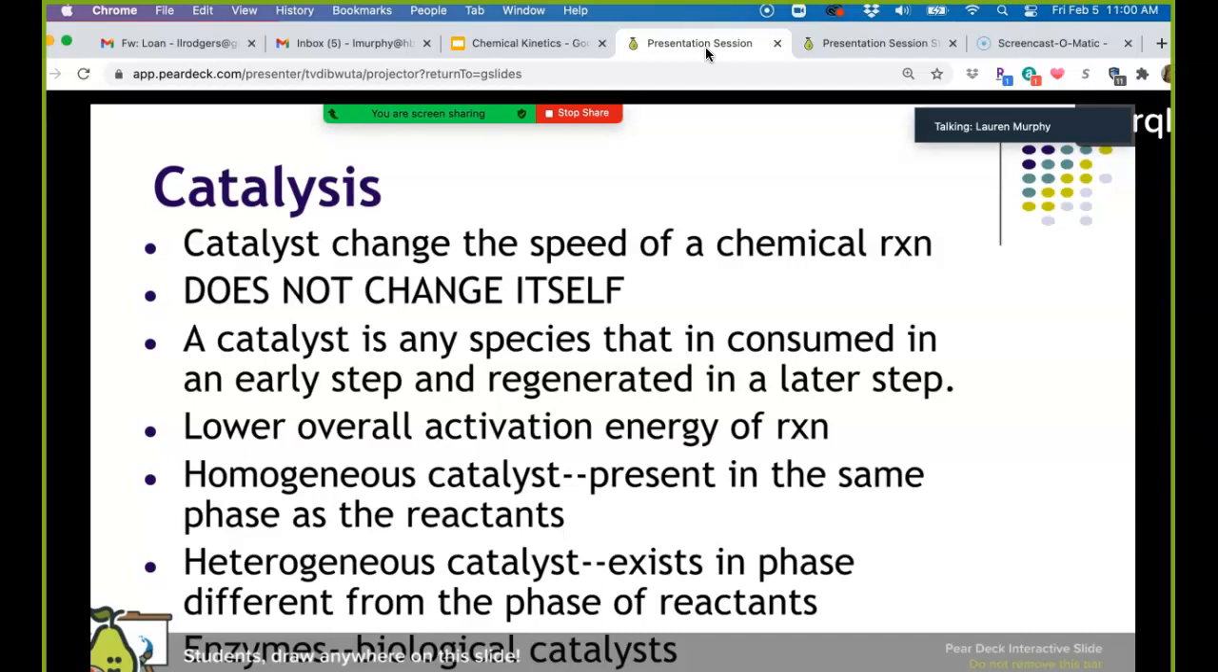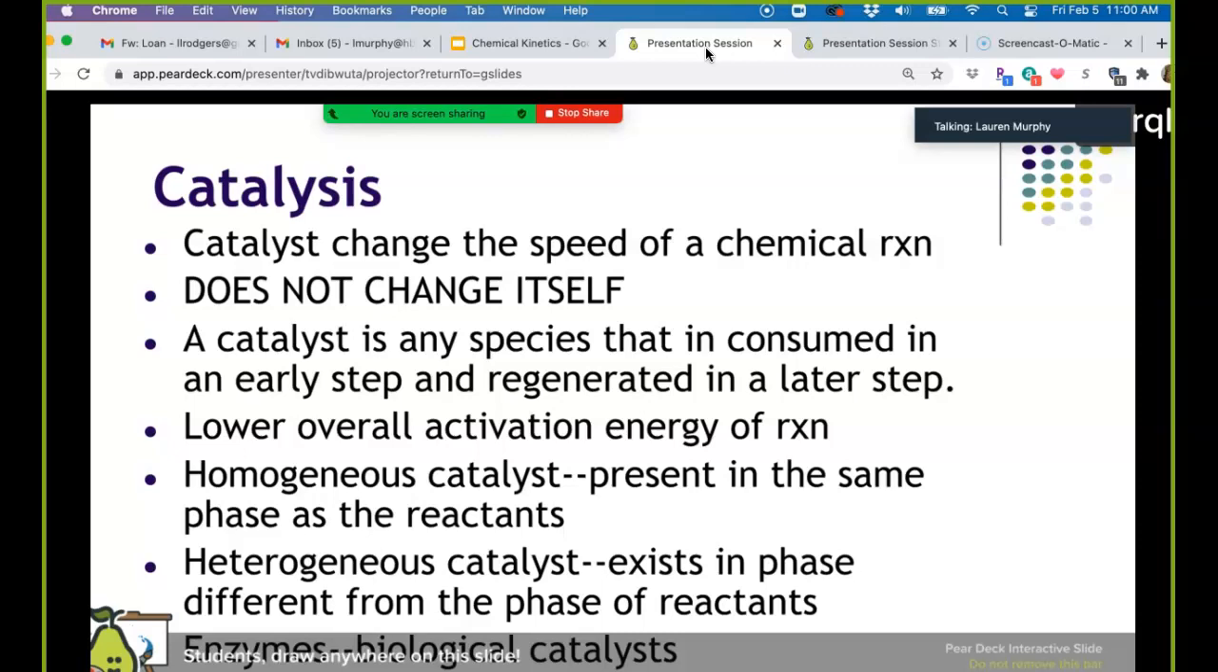So lactase is an enzyme or a catalyst that helps facilitate the breakdown of lactose, which is sugars that you find in dairy products. So people who are lactose intolerant are lacking enough of the enzyme to break down the sugar. So those are biological catalysts.